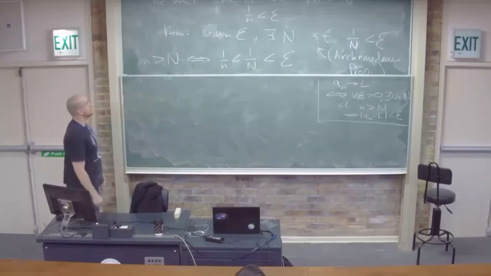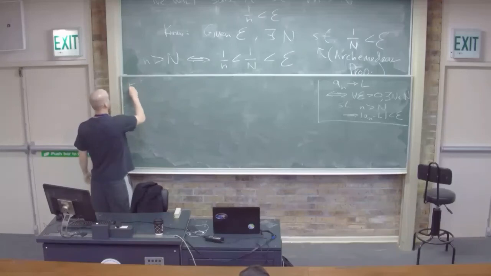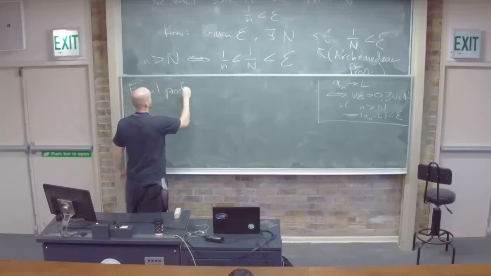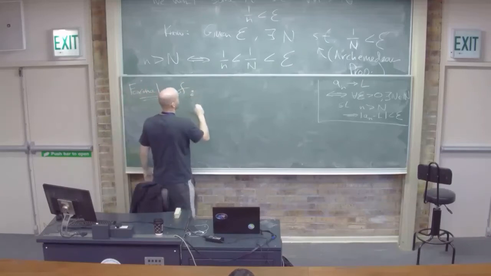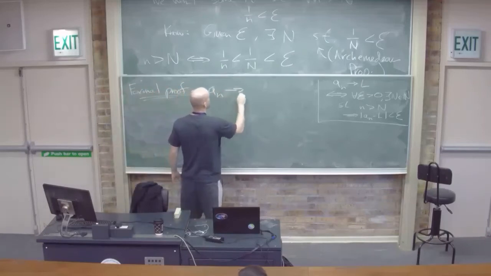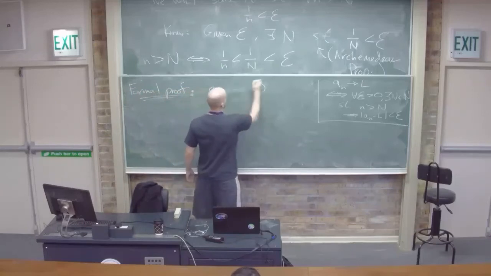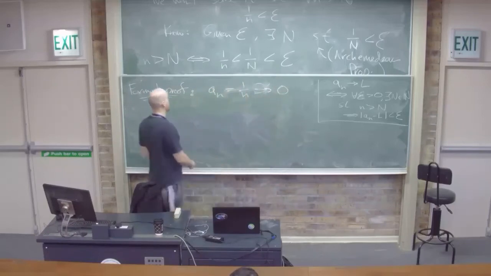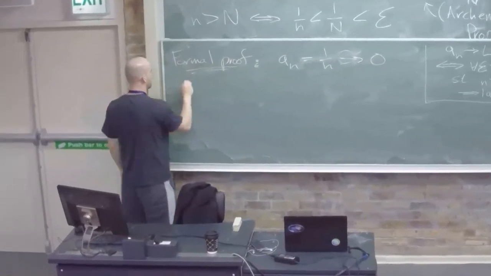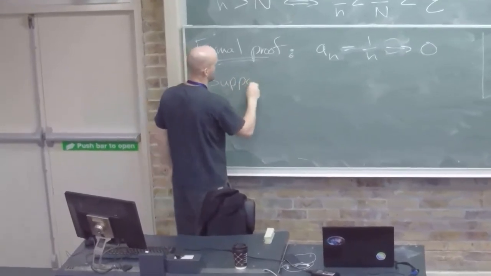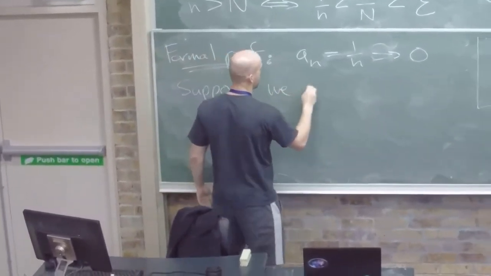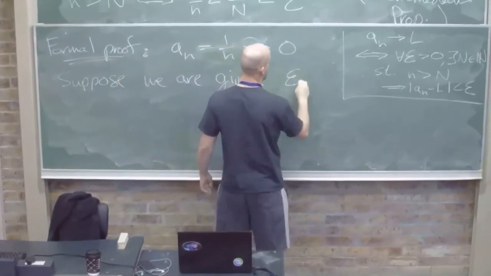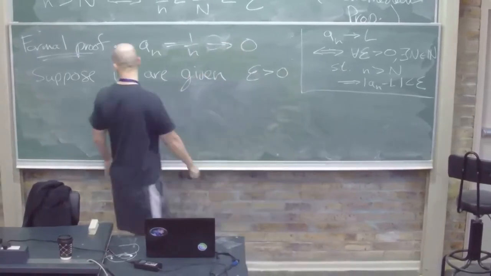All right. So that's a formal proof. Let me write it this way: a_n equals 1 over n converges to 0. Suppose we are given epsilon greater than 0. Okay?